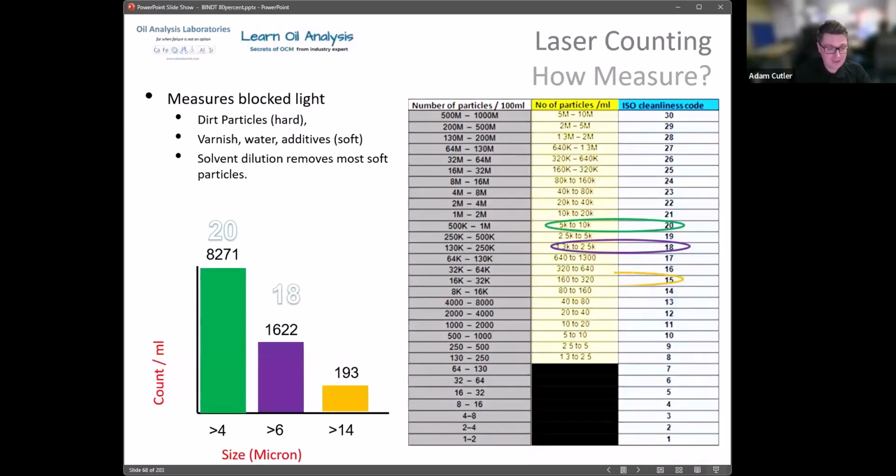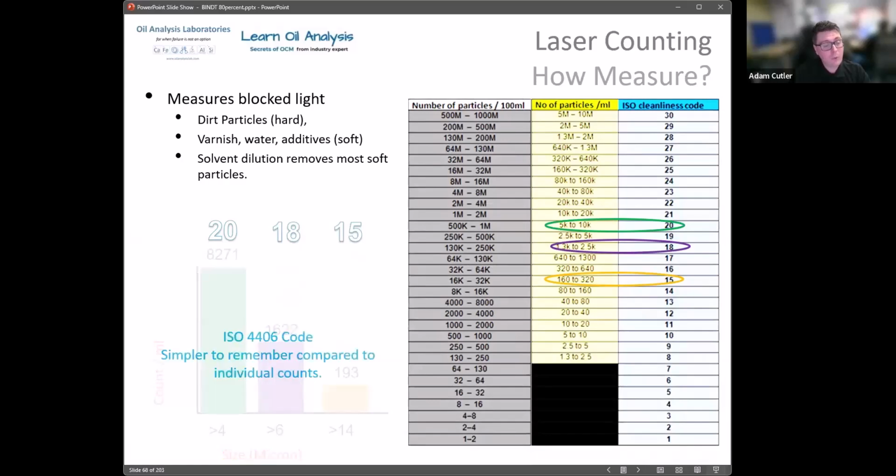Now, if I asked you just to repeat that back to me without looking at the screen, you'd probably struggle. But if I said, can you just say to me 20, 18, 15, repeat that back to me, you'd probably quite easily say that. And this is what the ISO cleanliness code is designed to do. It's designed to make these numbers that are too big much, much easier to work with. Let me explain how the coding system works.